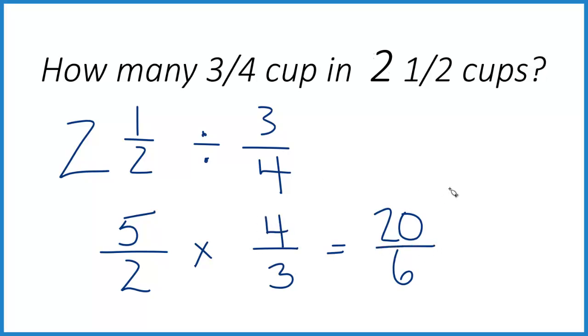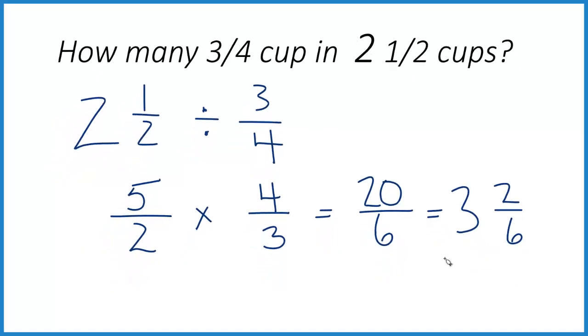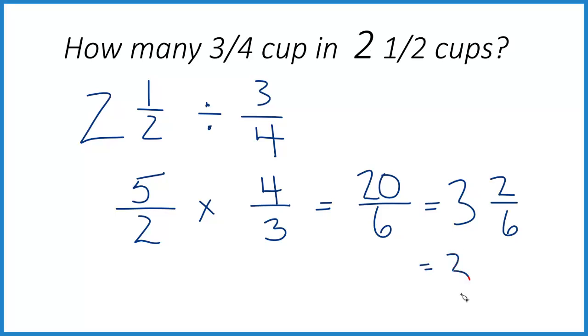Let's change this to a mixed number here. So 6 goes into 20: 3 times 6 is 18, with 2 left over. So you get 3 2/6, and you can reduce 2/6 down to 1/3, so you could call it 3 1/3. That would be the same as 3 2/6.